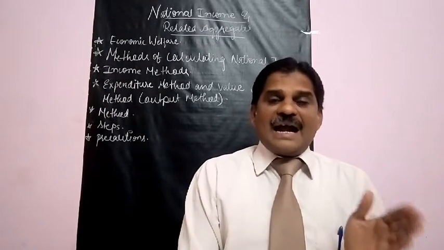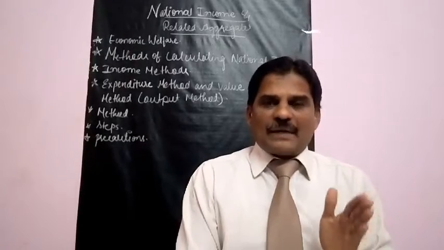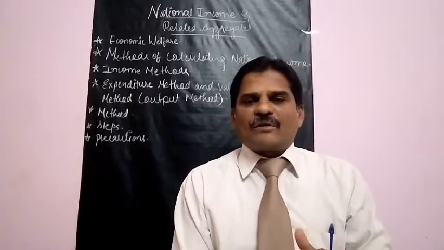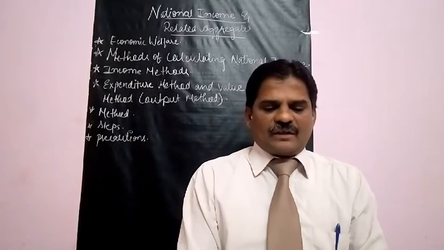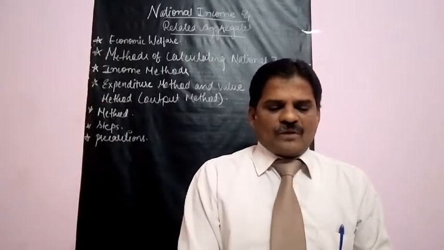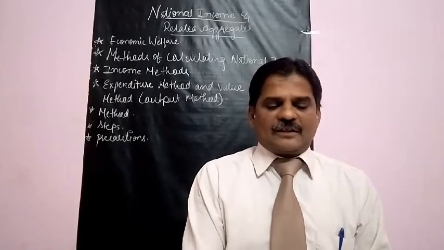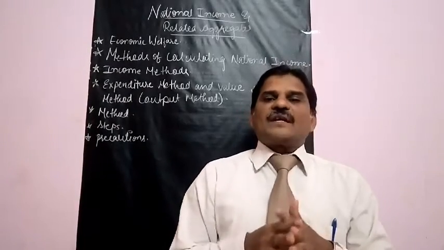Now add the net factor income from abroad to the net domestic product. We have already got the net domestic product. To this, we have to add the net factor income received from abroad, at factor cost, to arrive at the net national product at factor cost, that is NNP at factor cost. NNP at factor cost itself is called national income.